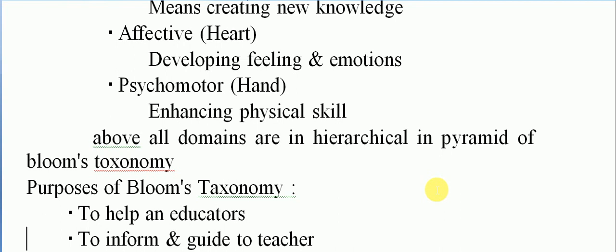We know that Bloom's taxonomy comprises three learning domains, the cognitive, affective and psychomotor, and assigned to each domain is a hierarchy that corresponds to different levels of learning from simple to complex. All domains are arranged in a hierarchy, in a pyramid of Bloom's taxonomy.